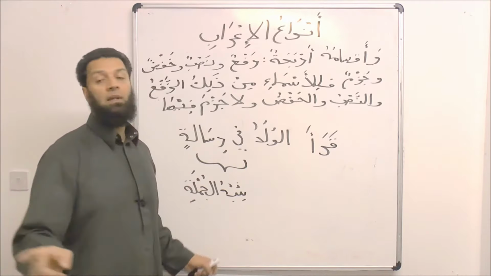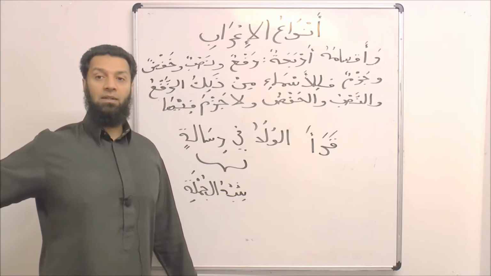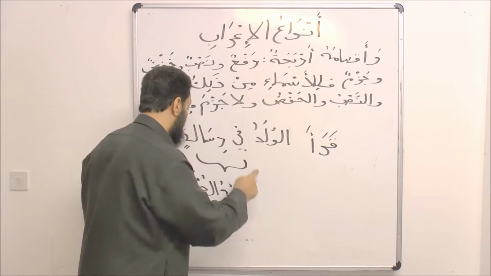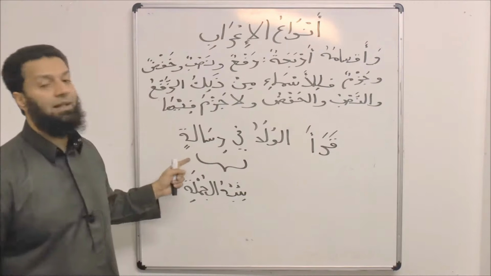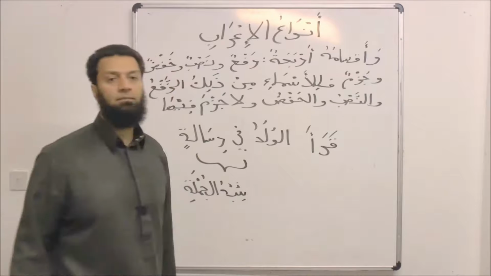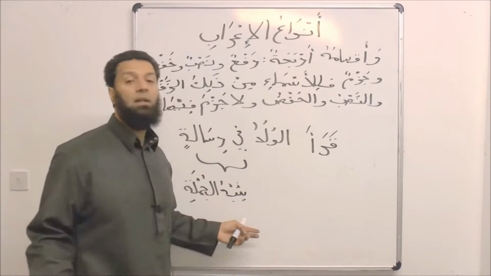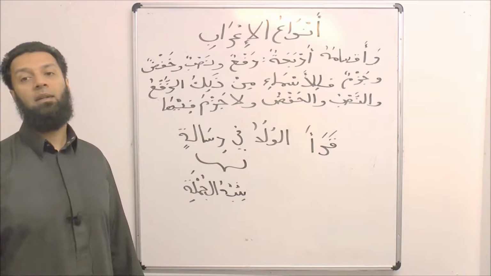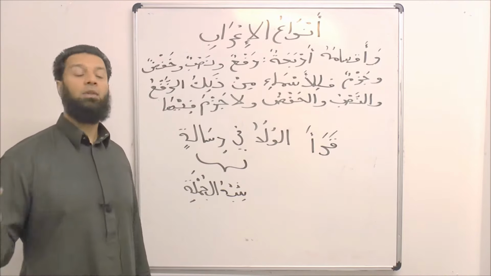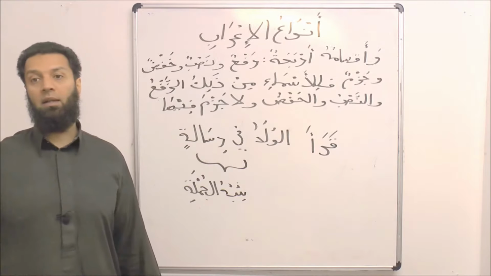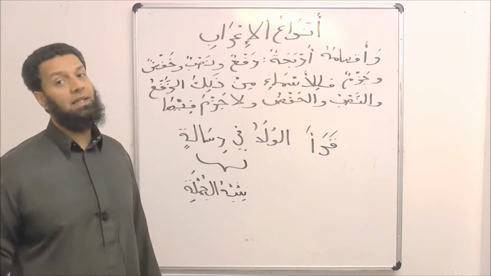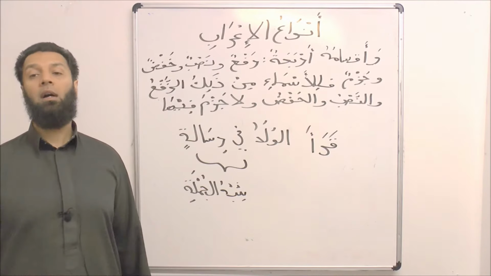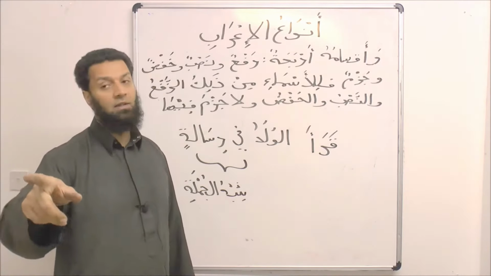So the grammarians have differed into two groups regarding how we grammatically define fi risalatin in this sentence. What would you think ordinarily fi risalatin is in this sentence? The mafulun bihi. And that's what some of the later grammarians said. They said it's just a type of mafulun bihi that comprises a shibhul jumlati. But the earlier grammarians say that it's not.